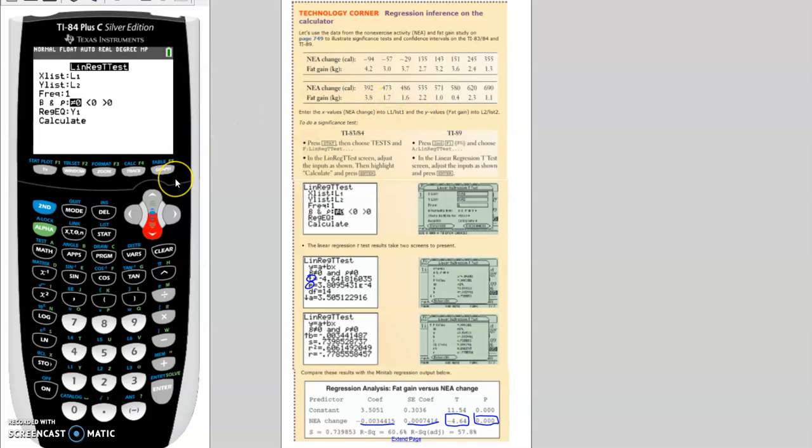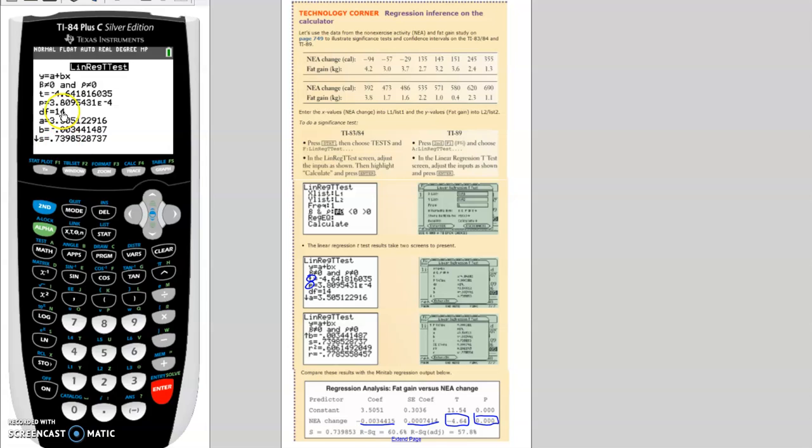We wanted to see if it was possible that there was a linear relationship, which would mean that we're testing to see if beta could be 0 or not. And then I'm going to store my regression equation in Y1, and then I hit calculate.